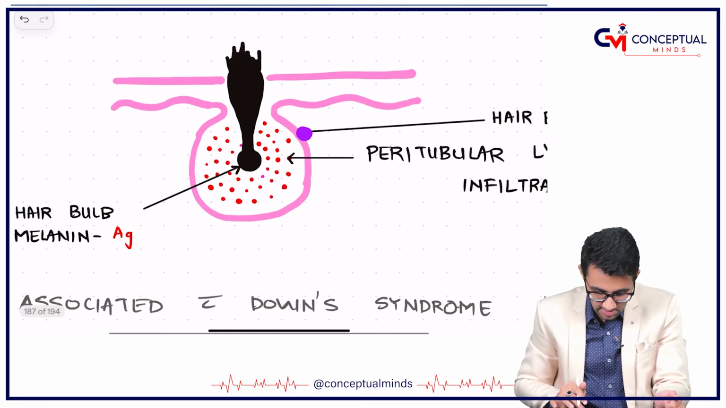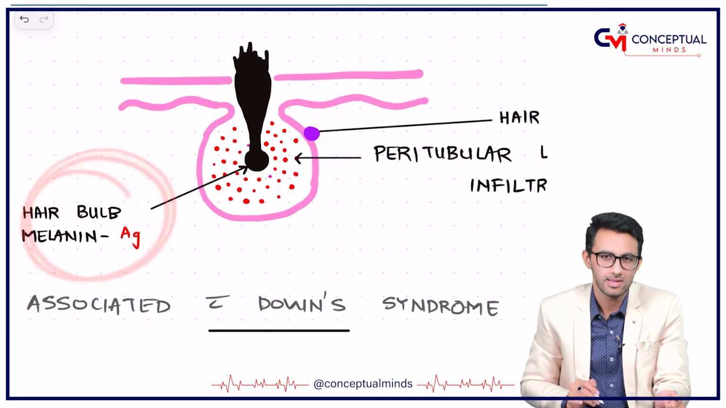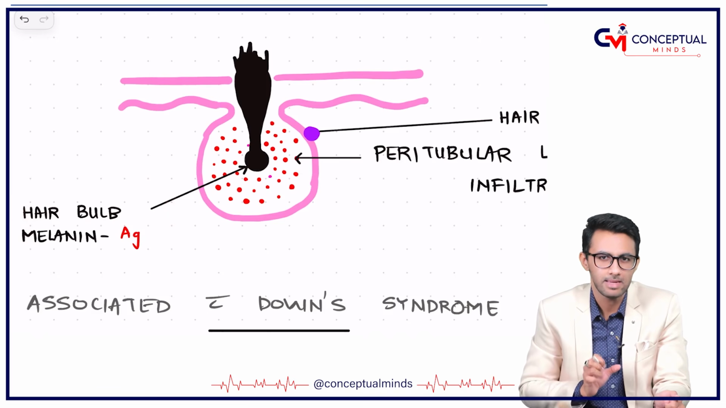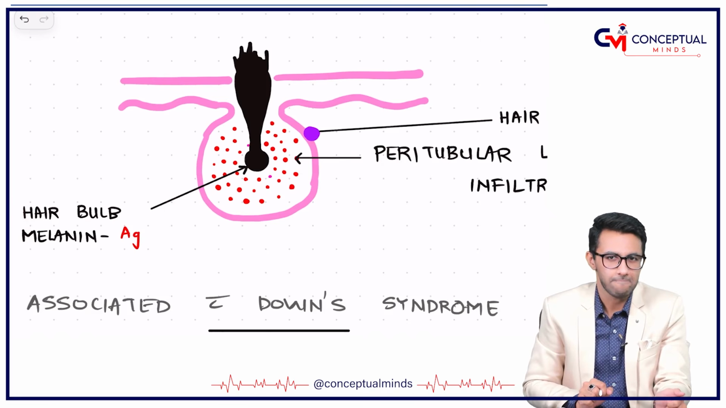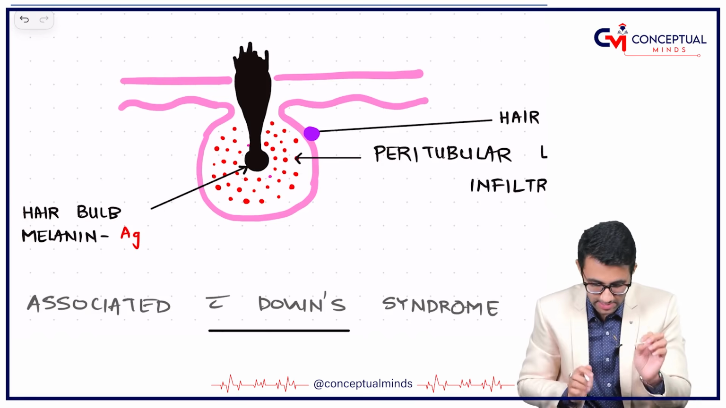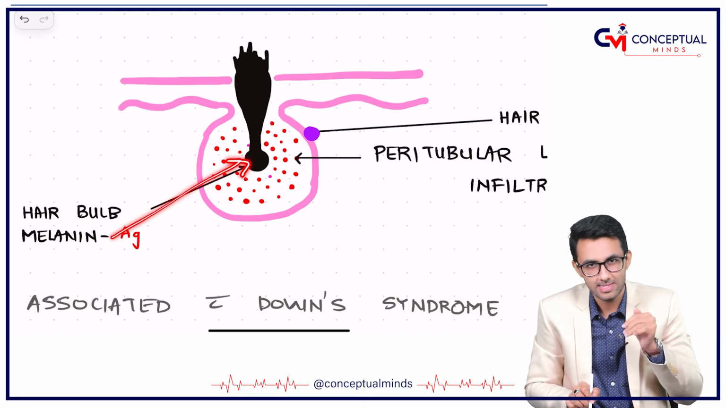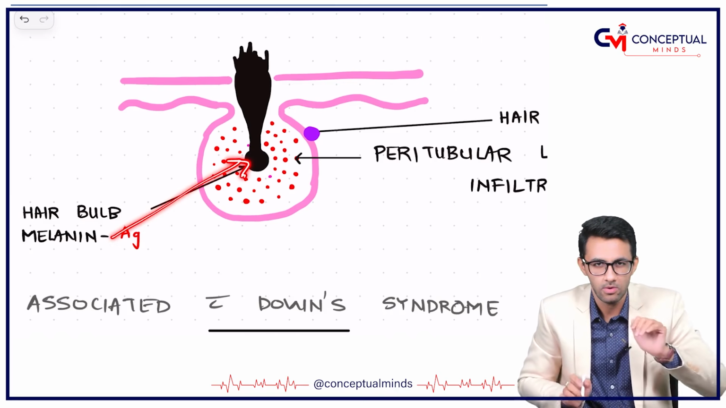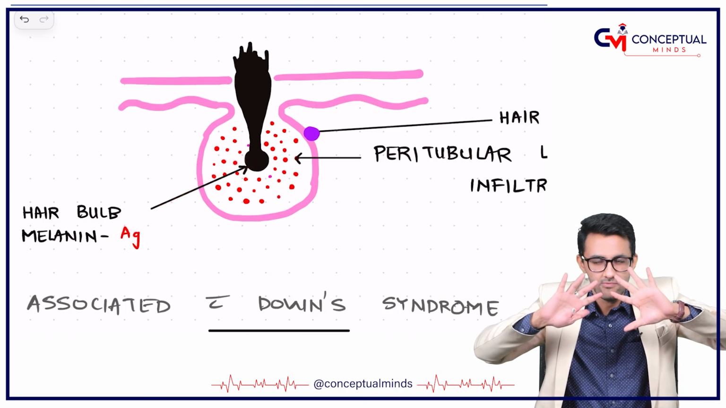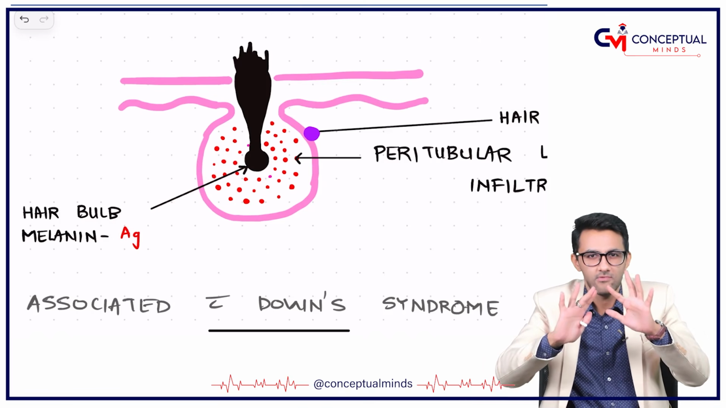Now what is happening is we see the hair bulb part. Yes, this is where the melanin pigment is. This is what the antigen is. Did you get the concept right? This is where the antigen is. So this is where we have to attack. The body thinks this is where we have to attack. So what is the body going to do? The body is going to send all the lymphocytes against the hair.